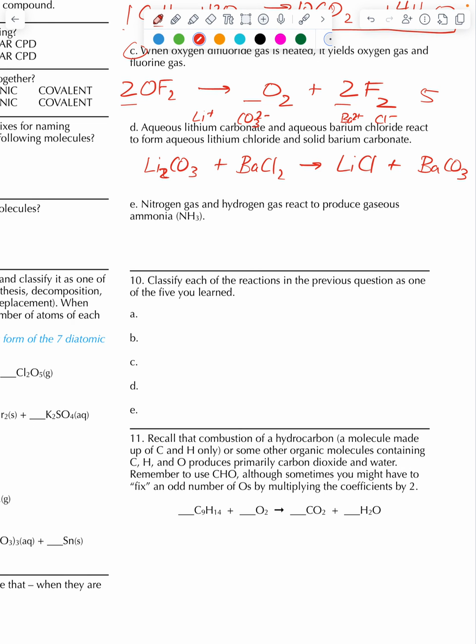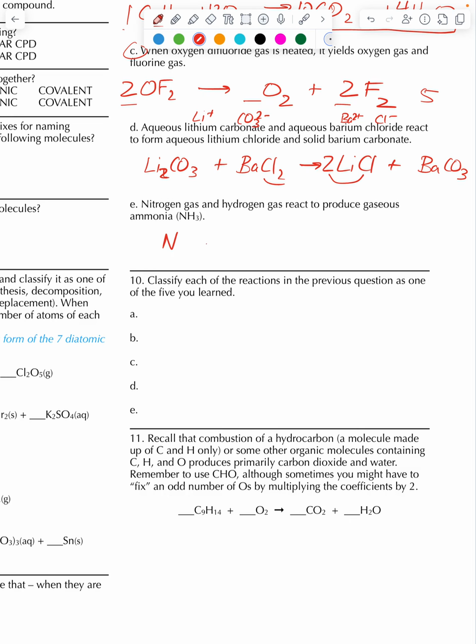Now let's balance it. I don't know, let's take care of the lithiums. I better put a 2 here to balance the lithiums. 2 chlorines. Well, we do have 2 chlorines. Hey, wait a minute, it's balanced. Okay. The sum of the coefficients, 5.